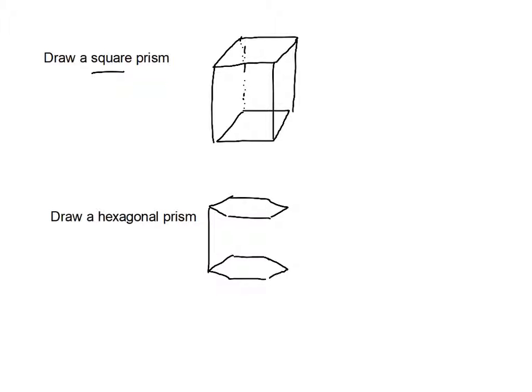And then start joining corners. If it's in the back, we dash it. If we can see it, we solid line it. And there's my hexagonal prism.